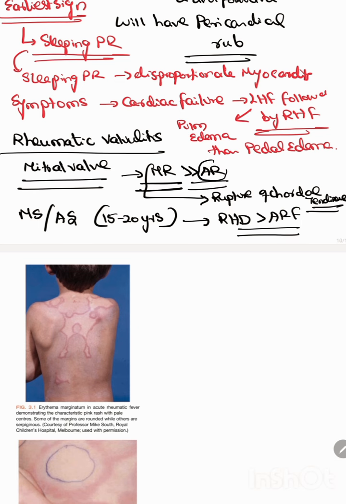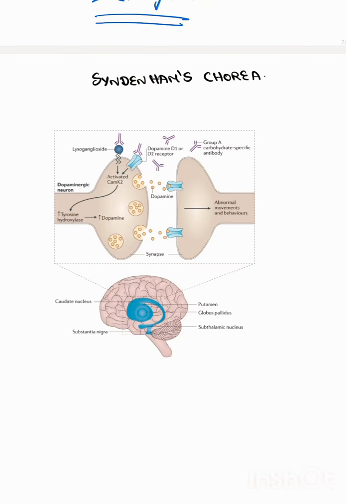This rheumatic valvulitis will produce a turbulent flow in the mitral valve that will produce a mid-diastolic murmur, and that murmur is called the Carey-Coombs murmur. Next is the third and most important manifestation, that is Sydenham's chorea.